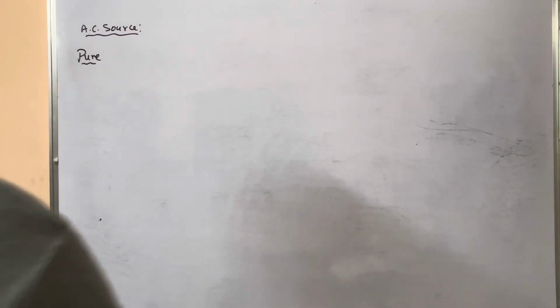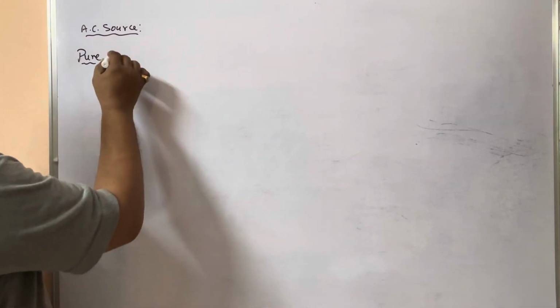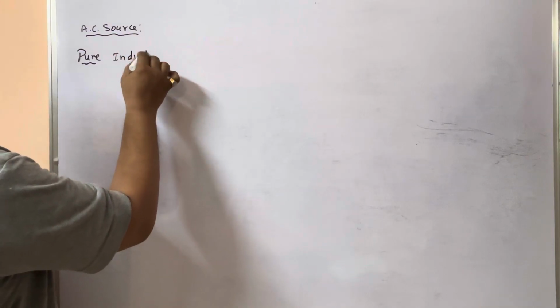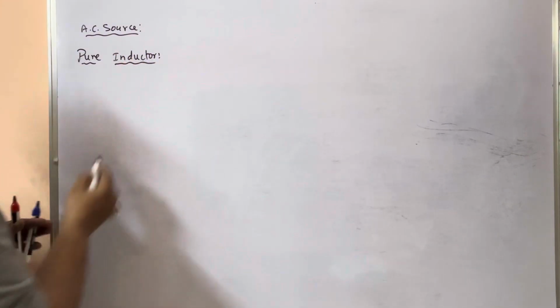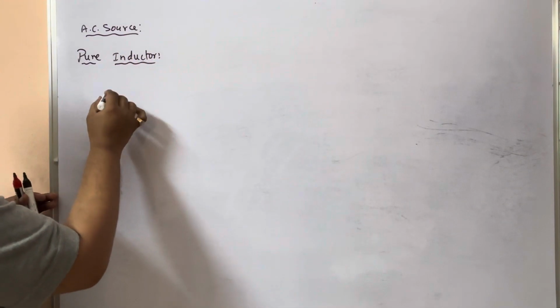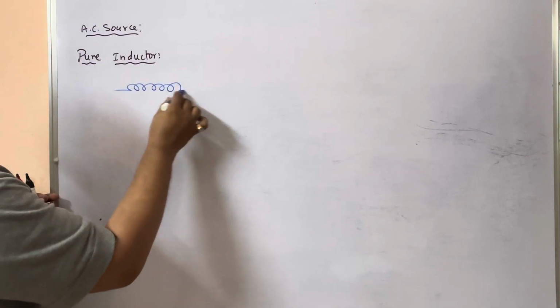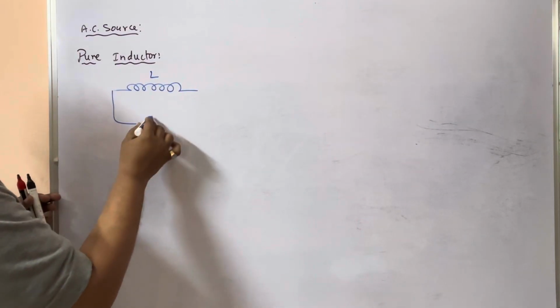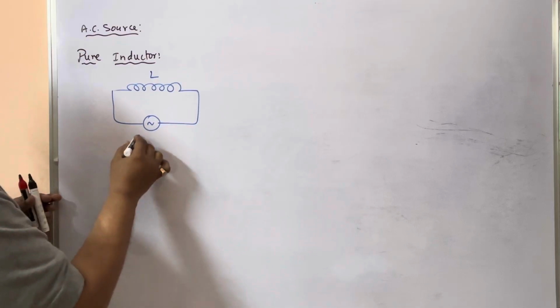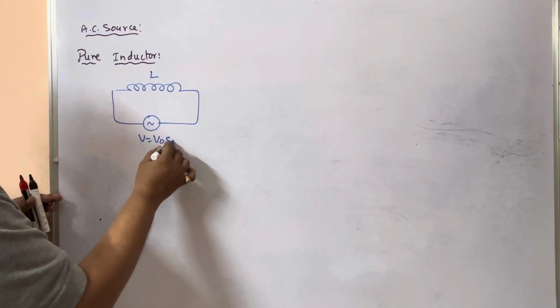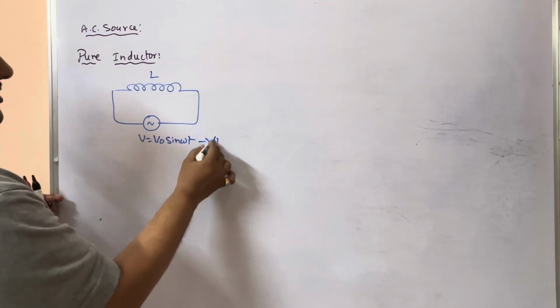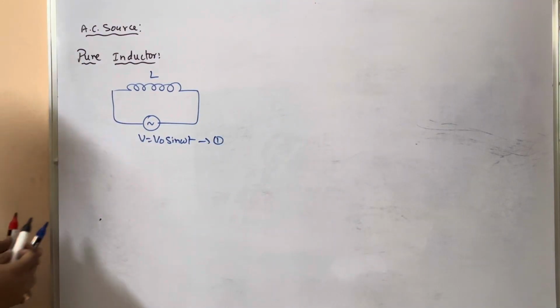Next we will see AC source connected for a pure inductor. Whenever you are taking an inductor of inductance L, which is connected to an AC source, V is equal to V naught sin omega t. Call it equation number 1.